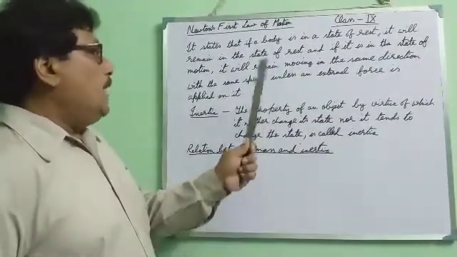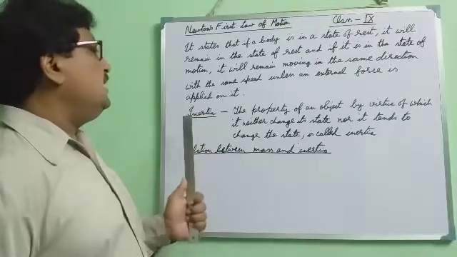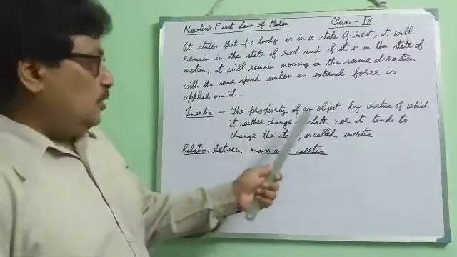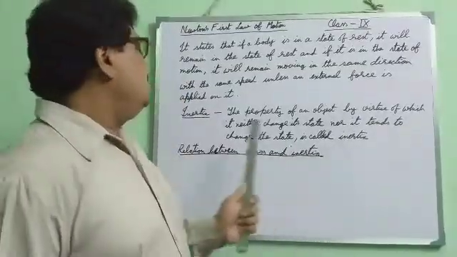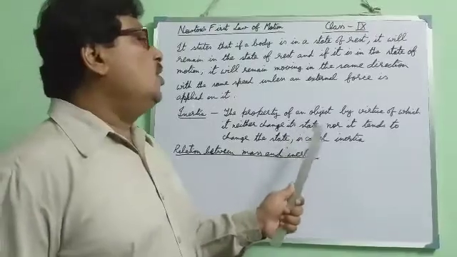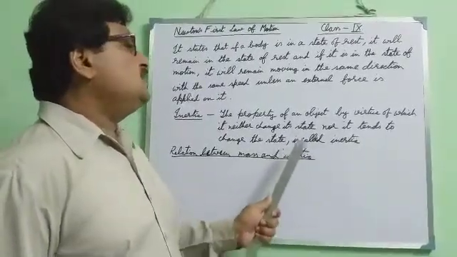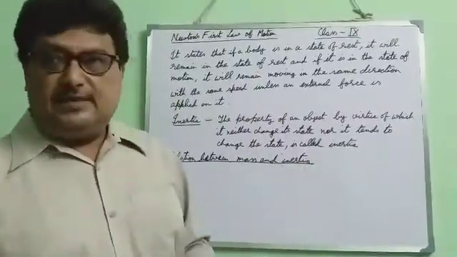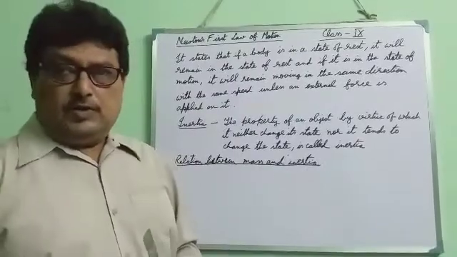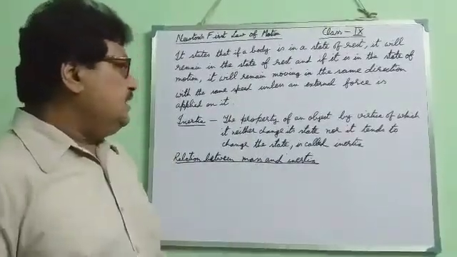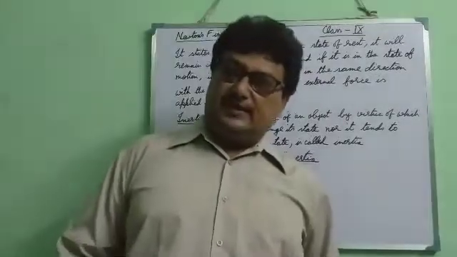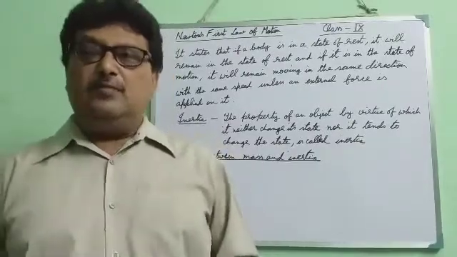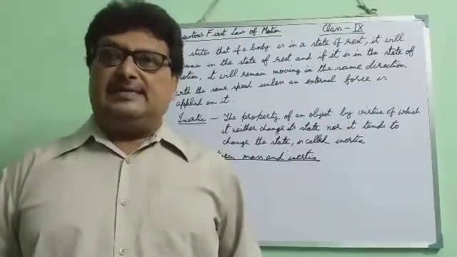Now coming to the next part, which is inertia. What is inertia? It is the property of an object by virtue of which it neither changes its state nor tends to change its state. Now what is state? It is the state of rest or the state of motion. So if it is in the state of rest, it will neither change its state of rest, or if it is in the state of motion, it will neither change its state of motion. It will remain as it was.